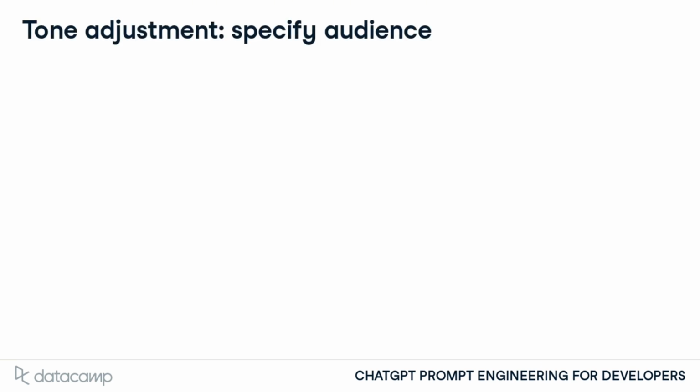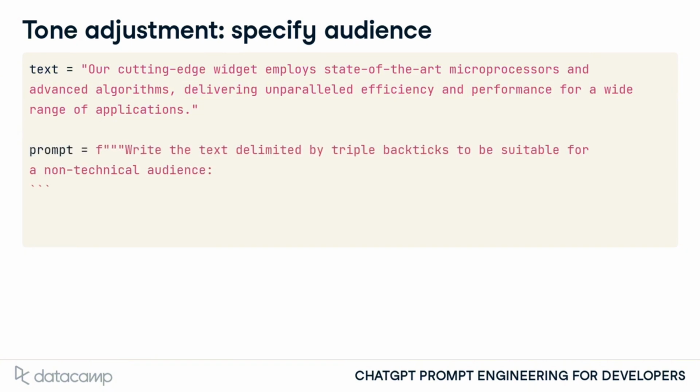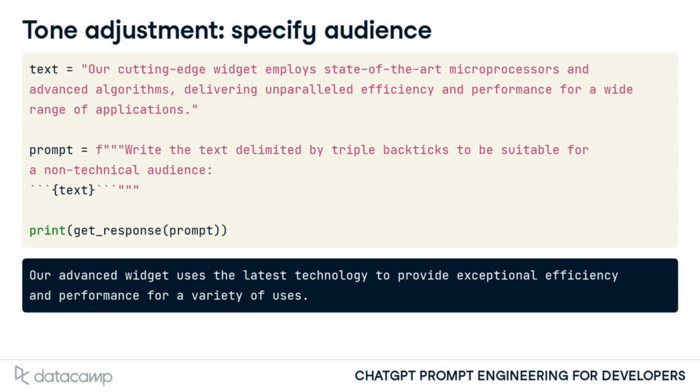To adapt a text's tone, we can specify the target audience, a key strategy in effective communication. For instance, a product description with technical jargon about microprocessors and algorithms can be rephrased for a non-technical audience. We can ask the model to rewrite it this way, making it more accessible to the target audience.